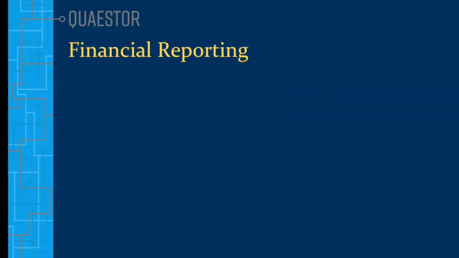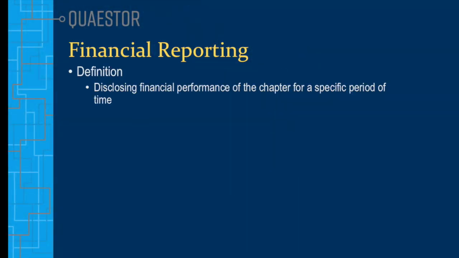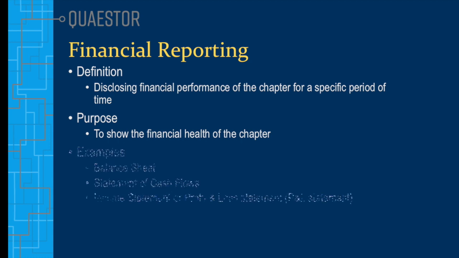And last, we have reporting. Financial reporting is the process of disclosing financial performance of chapter operations to the appropriate individuals for a specific period of time. From your normal financial operations and accurate recording of those operations, you will be able to produce reports to show the overall financial health of the chapter.